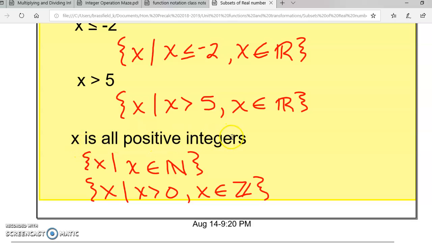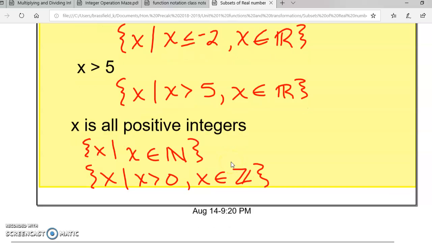x is all positive integers. That was the condition. And so you can say x such that x is a natural number, or when x is greater than 0. Both these ways would work. If x is greater than 0, it's obviously positive. And then either way, you can either say it's a natural number or it's an integer, as long as you classify that x is greater than 0, because integers can also be negative. I personally would have used this top one, that I know x has to be one of my natural numbers. It has to be a counting number, like 1, 2, 3, 4. That's how it's going to be a positive integer.